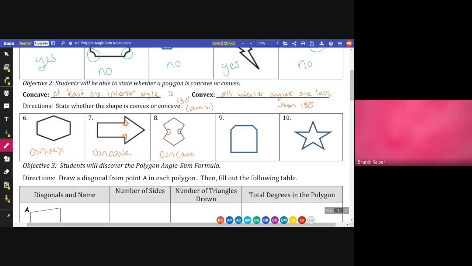For number 9, it doesn't look like anything's pointing towards the middle of the shape. And if I were to measure each of these angles, none of them would be greater than 180. So this is convex.